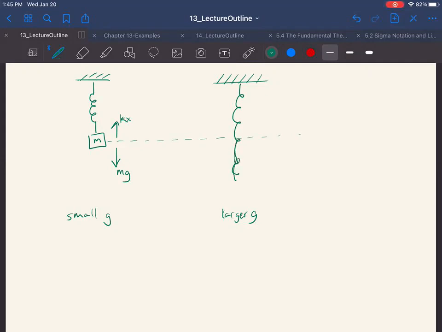I didn't do a very good job there. This is going to stretch out. We have a bigger mg. This is mg on the moon. This is mg on Earth. This mg is larger, therefore it's going to pull it down more, which means x has to get bigger in order to counteract the larger force pulling it down. So the only thing that changes is the equilibrium position. This was the equilibrium position here. All it did was change where the equilibrium position is.